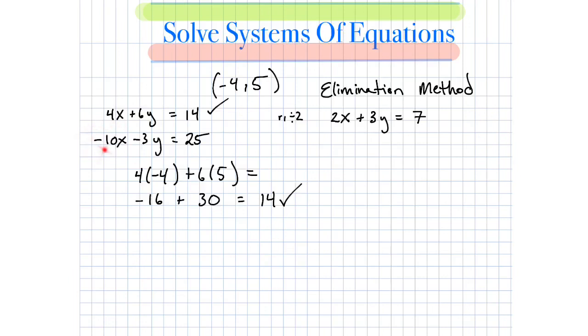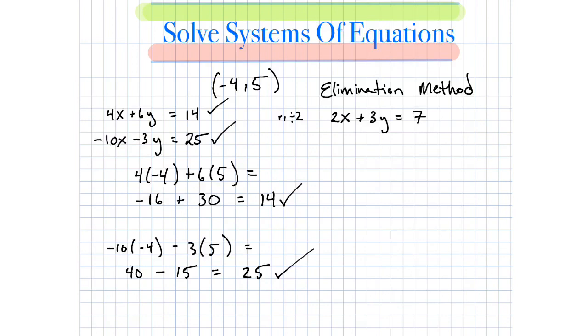Okay, let's go ahead and try this one here. Let's plug it into this equation. So we get -10 times -4 minus 3 times 5. -10 times -4 gives us a positive 40. 3 times 5 gives us 15. 40 minus 15 equals 25. So we see that checks out.